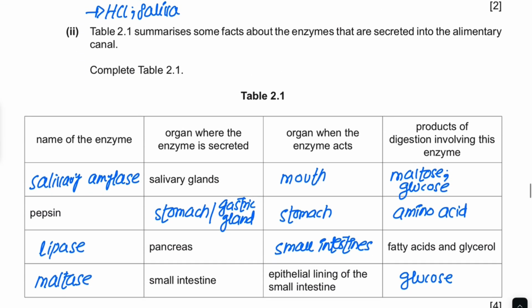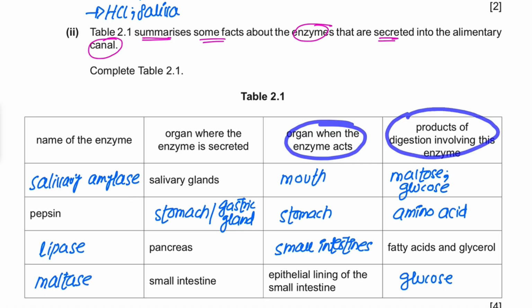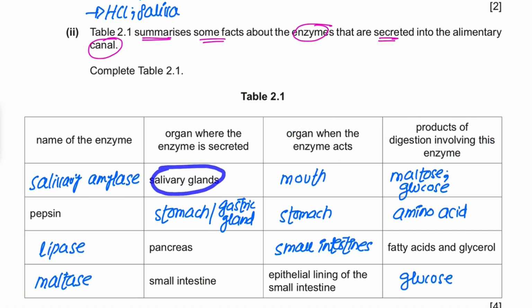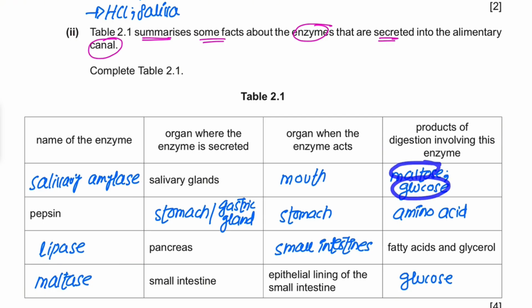Now, again, they have given you a table for a total of 4 marks that summarizes some facts about the enzymes that are secreted into the alimentary canal. They have given you the name of the enzyme, the organ where this would be secreted, the organ where the enzyme acts, and the product of the digestion involving that enzyme. So if we have the salivary gland, the enzyme it releases would be salivary amylase, and the organ that produces the salivary amylase is the mouth. And once the salivary amylase works on the starch, you could write either maltose or glucose.